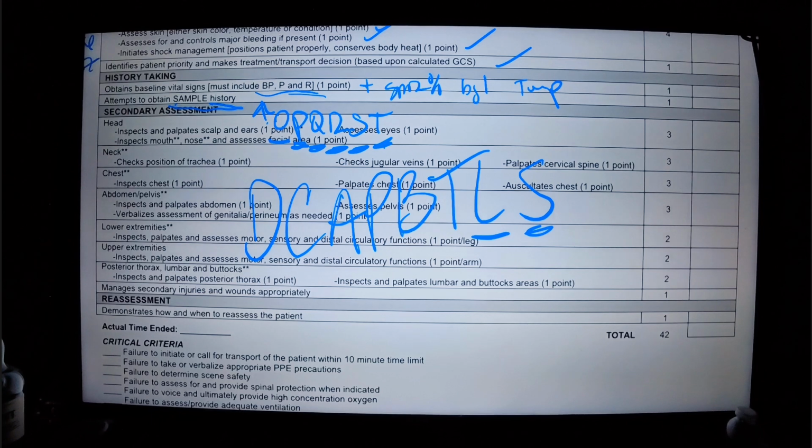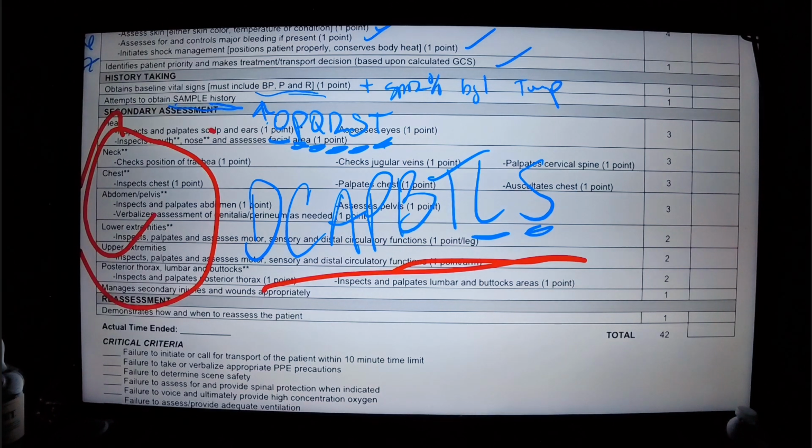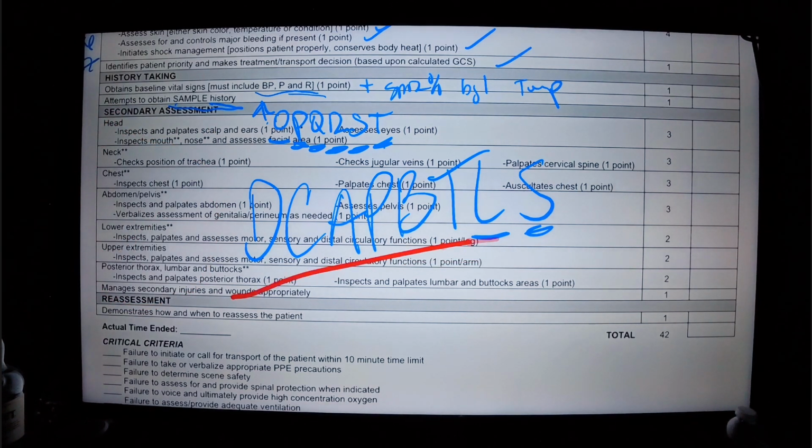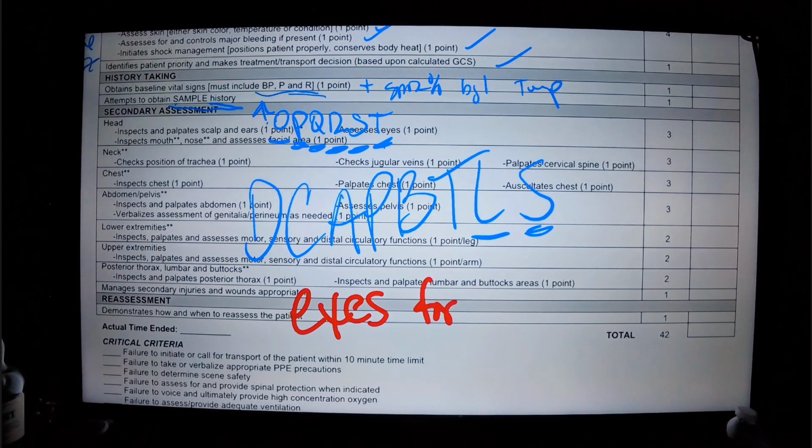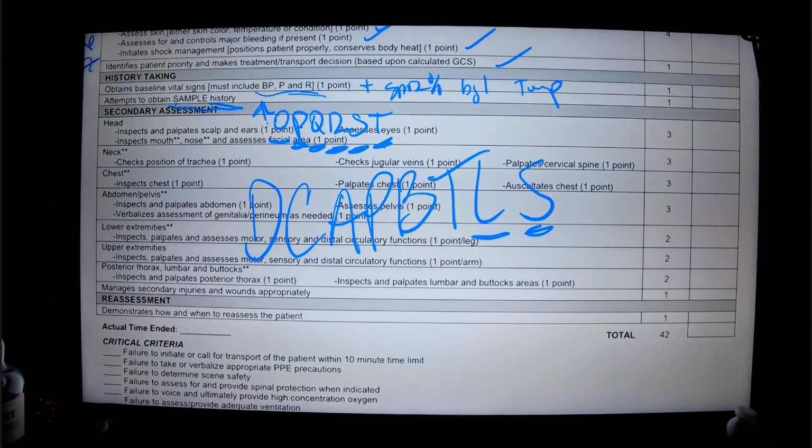And this is where we use this on secondary assessments with traumas. This is what we're looking for: deformities, contusions, avulsions, abrasions, punctures, burns, tenderness, lacerations, swelling. This is where we are the eyes for the patient. All right, cool.